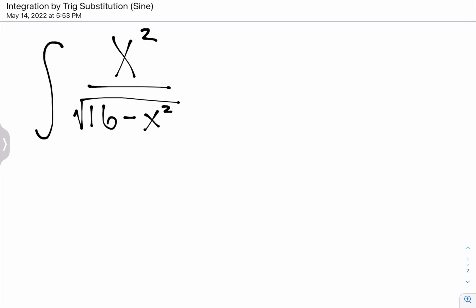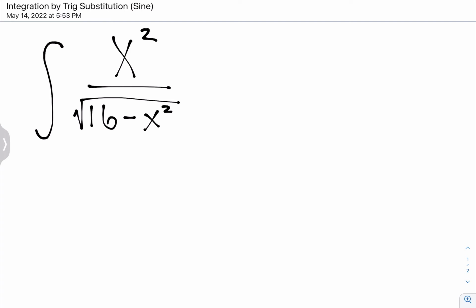Let's say we wanted to integrate something like x squared over the square root of 16 minus x squared. You can try to use substitution or integration by parts or the product rule, but none of those are going to work for something like this. Anytime we have a square root with a square being subtracted from another square, that's where we're going to use sine substitution.